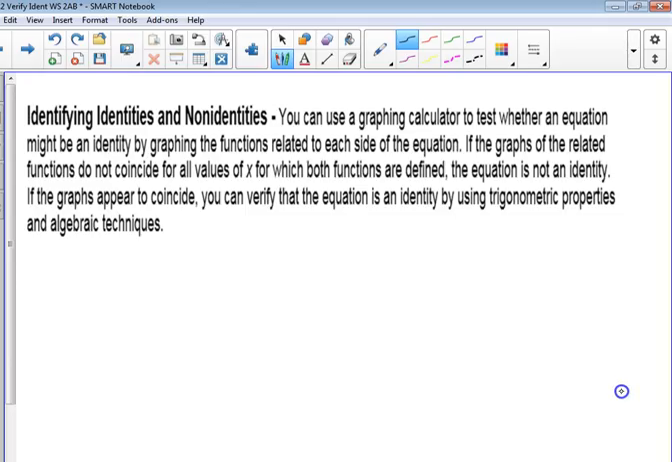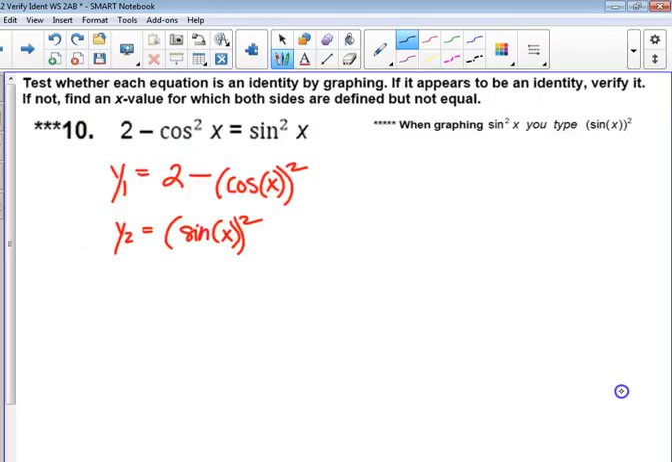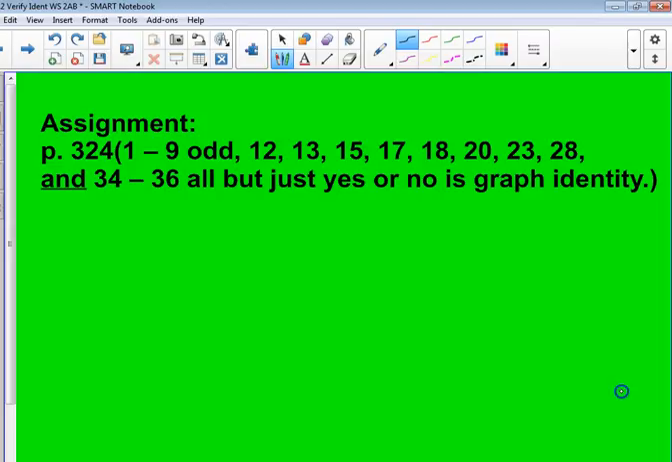The next section says you can graph these to determine if it is an identity. If I ask you that on a test or quiz, is this an identity? You can go ahead and graph it. Otherwise, I'm just going to say simplify this identity. So you don't need to bother because I'm telling you it is an identity, okay? On the homework, it says it on the assignment sheet.